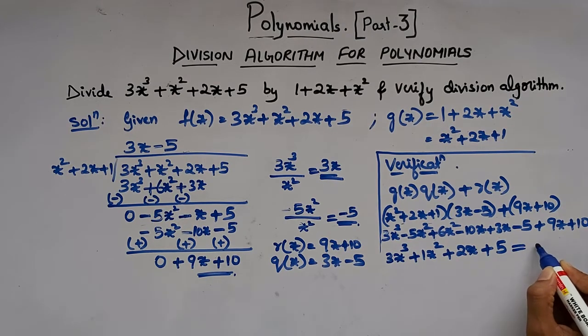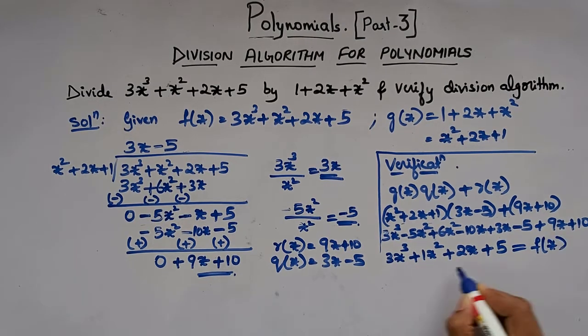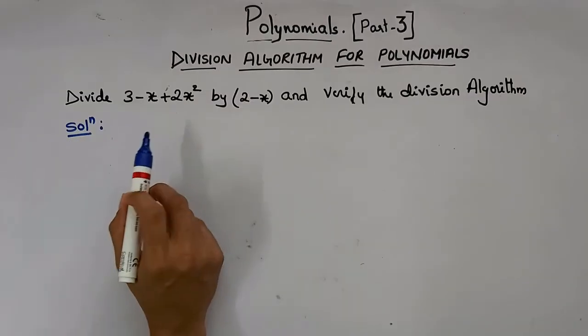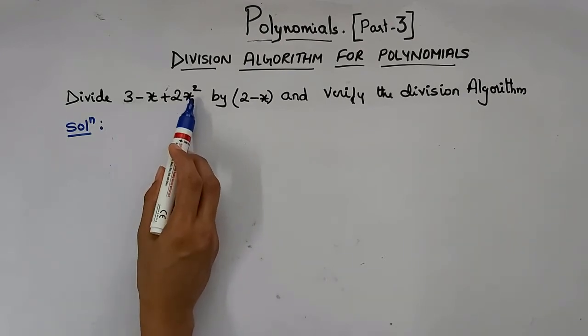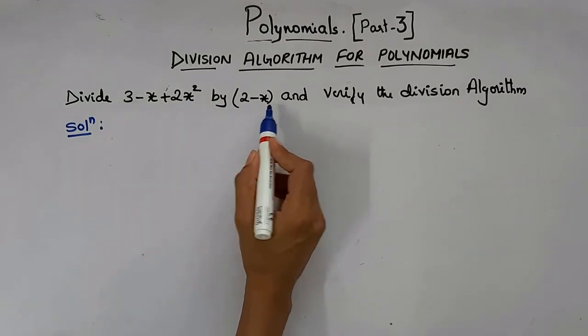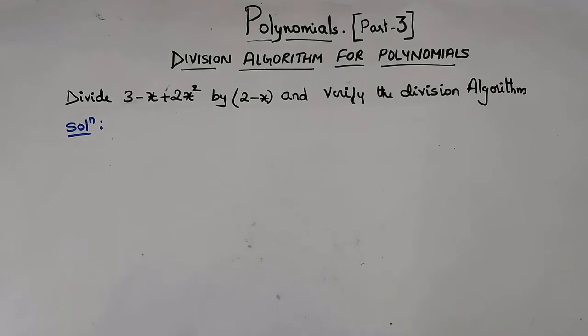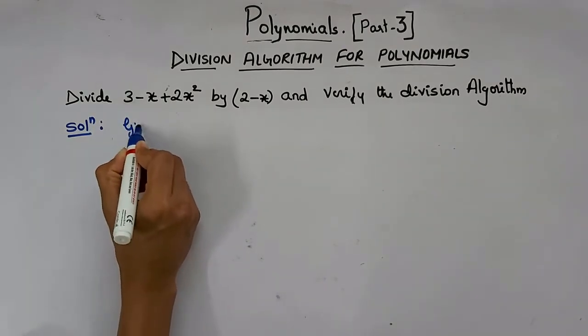So which is nothing but your f of x, right? Hence it is verified. Now let's see this simple problem, that is divide 3 minus x plus 2x square by 2 minus x and verify the division algorithm. First let's write what is given.